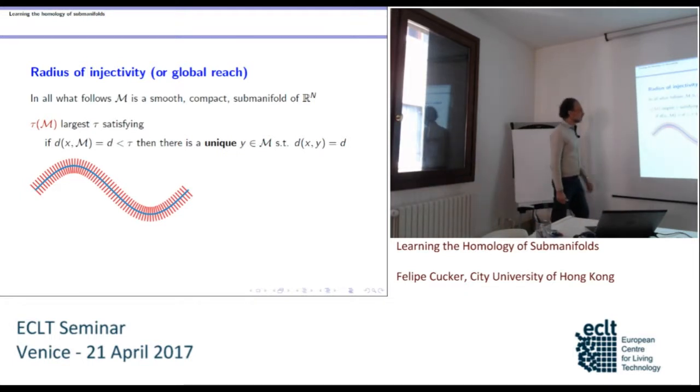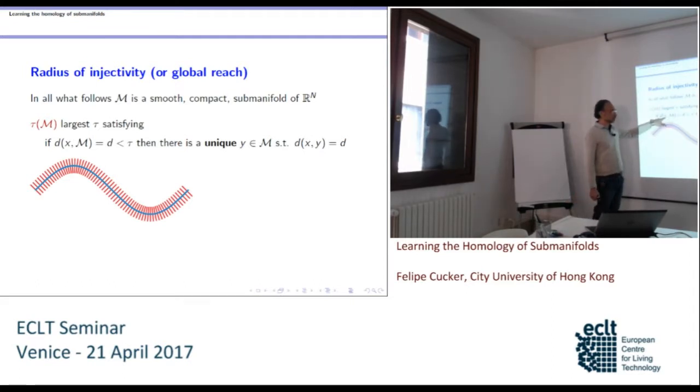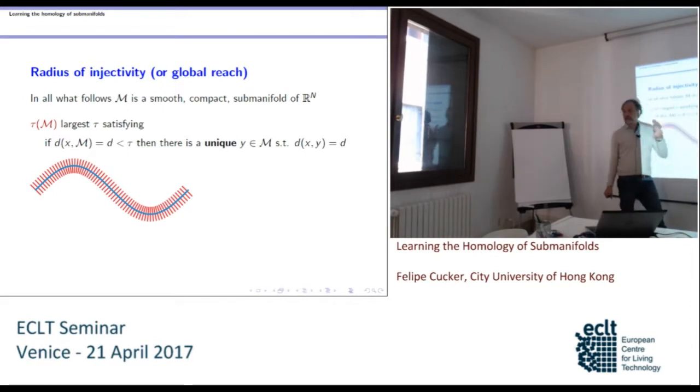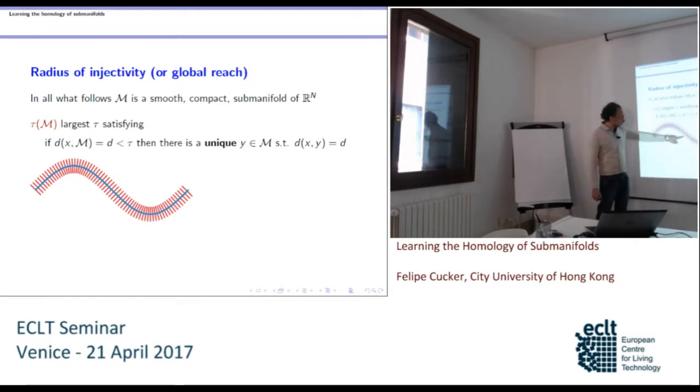Tau of M is the largest number tau satisfying the following. If the distance from a point X to M is smaller than tau, is a d which is smaller than tau, then there is a unique point in M at distance d from X. So for instance, take this curve, and take a point here. If you're at this point, there is only one point at this small distance.